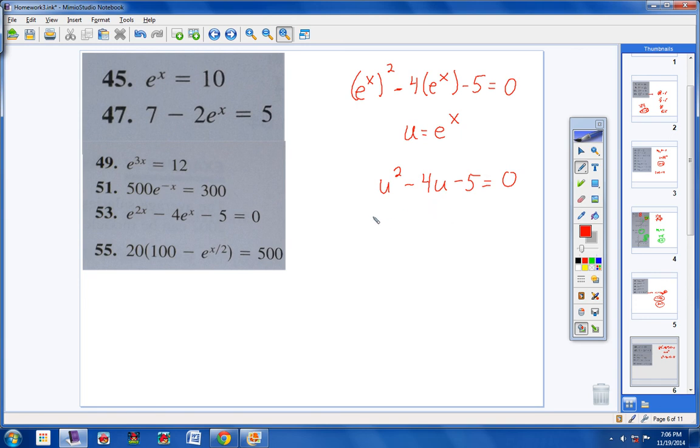Okay, now thankfully we can factor this one. So u minus 5, u plus 1. Okay, when you multiply these together, you get negative 5. And then if you combine your like terms, you will get a negative 4u for your middle term.